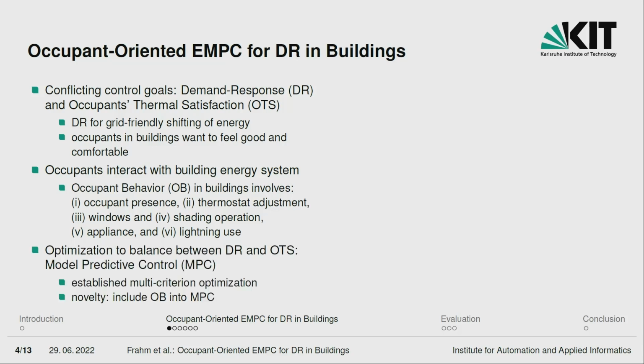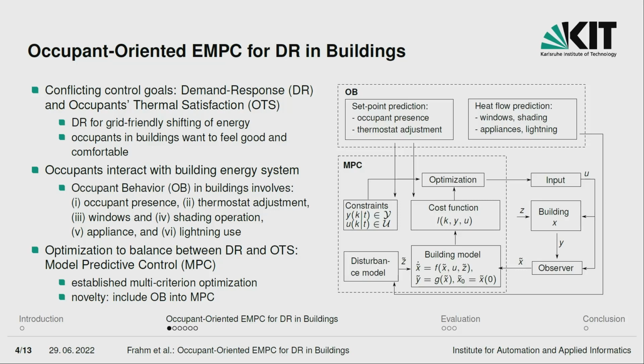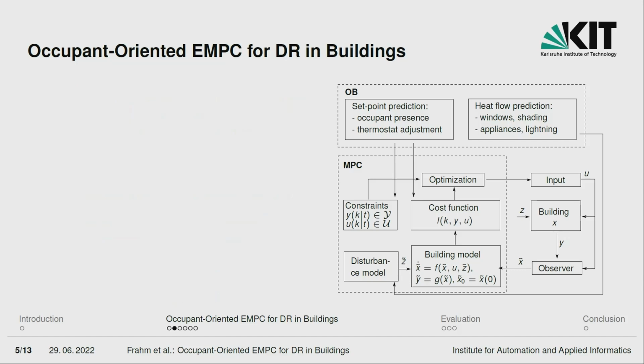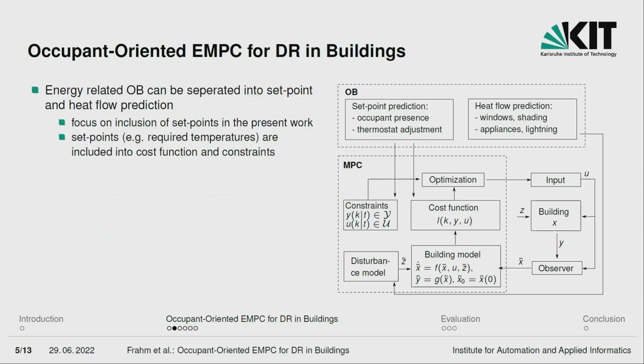To solve this conflicting control, we can use model predictive control as an established multi-criterion optimization, and as a novelty, we include occupant behavior into model predictive control, as we can see here on the right side. The upper part is occupant behavior, below is model predictive control. The occupant behavior can be separated into set point prediction and heat flow prediction, and in this present work we focus on set point prediction, and we include them into the cost function and constraints.